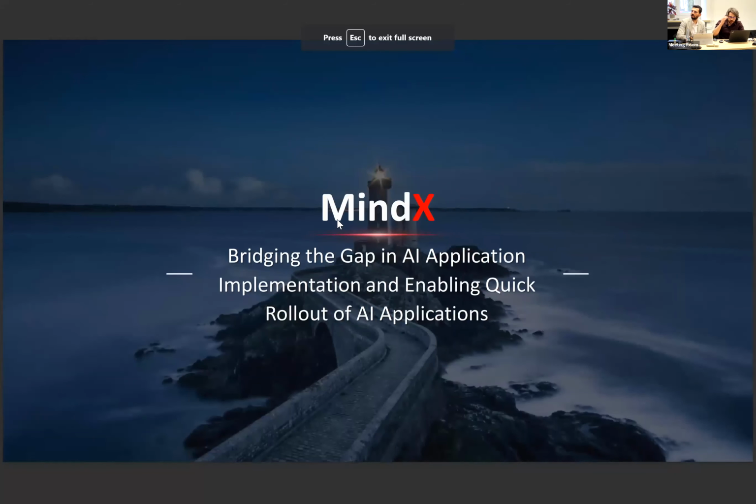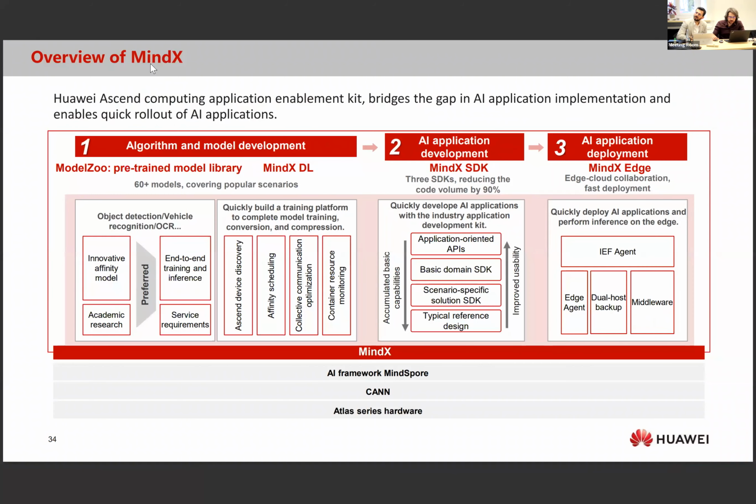We can take a look at MindX too. Basically, MindX aims to close the gap in AI application implementation and enable rapid availability of AI applications. MindX has three parts: MindX DL, MindX SDK, and MindX Edge. MindX DL is an Ascend deep learning component that helps users quickly develop deep learning systems running on Atlas training and inference cards. It provides basic functions such as cluster scheduling, performance testing, and model prediction for Ascend AI processors.